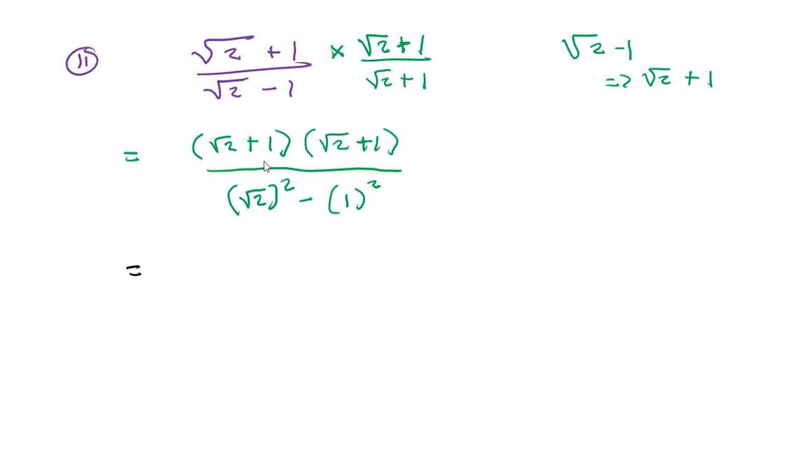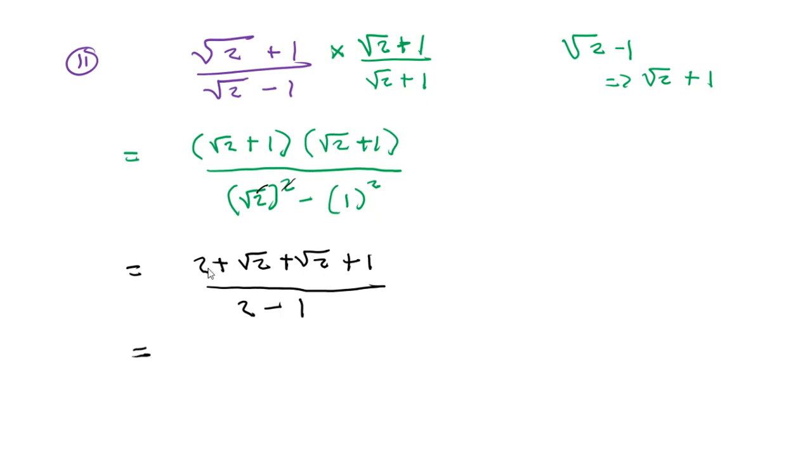Remember the first part, I explained how you can multiply those. So I'll just do it in a fast way. Square root 2 times square root 2 is simply 2. Then square root 2 times 1 is just square root 2. Then 1 times square root 2 is just square root 2. Then 1 times 1 is simply 1. Then over, square root 2 squared is just 2, and then minus 1 squared is just 1.